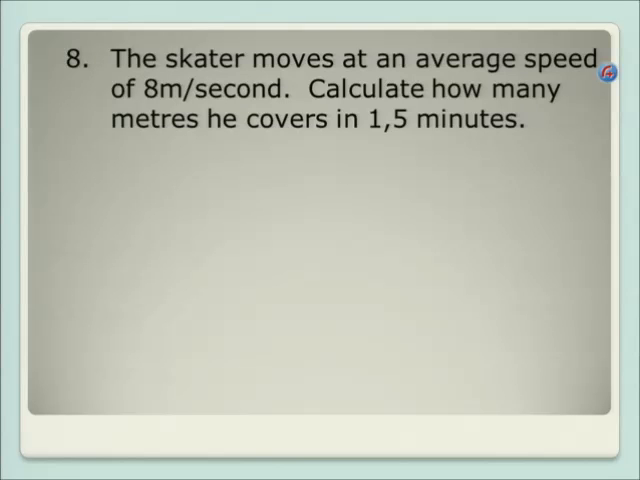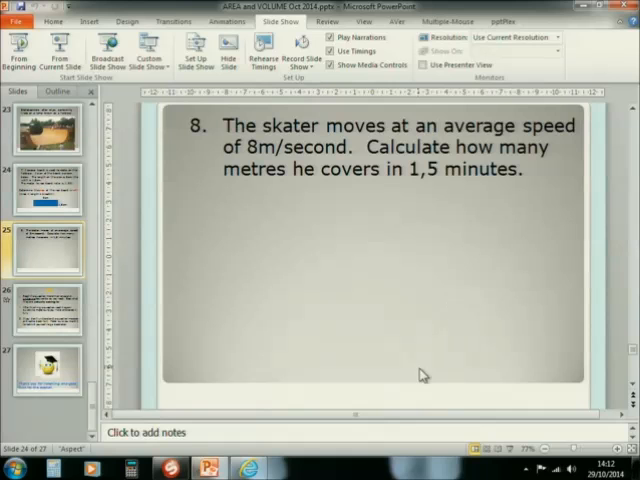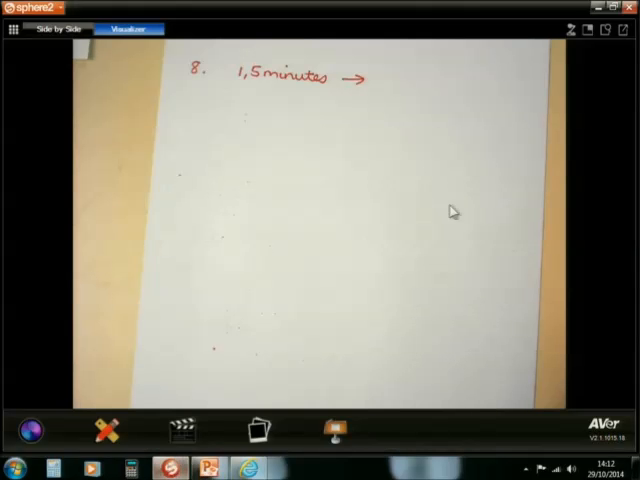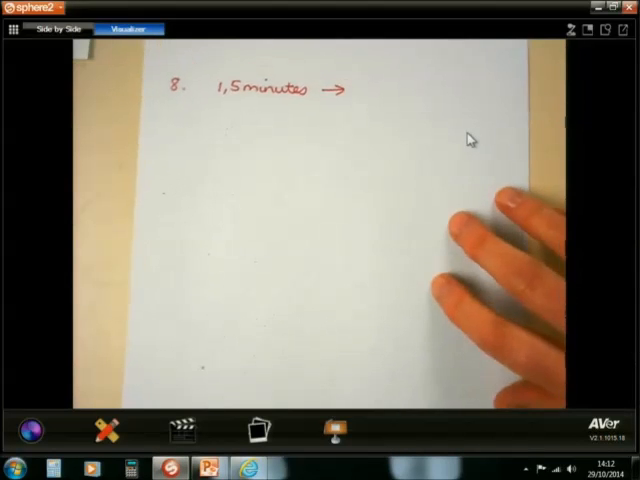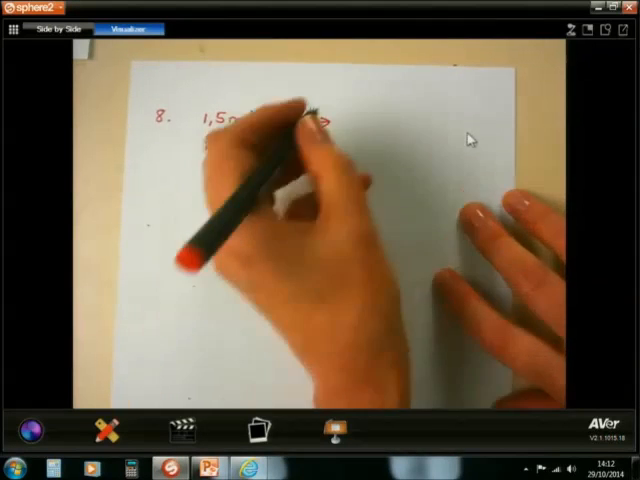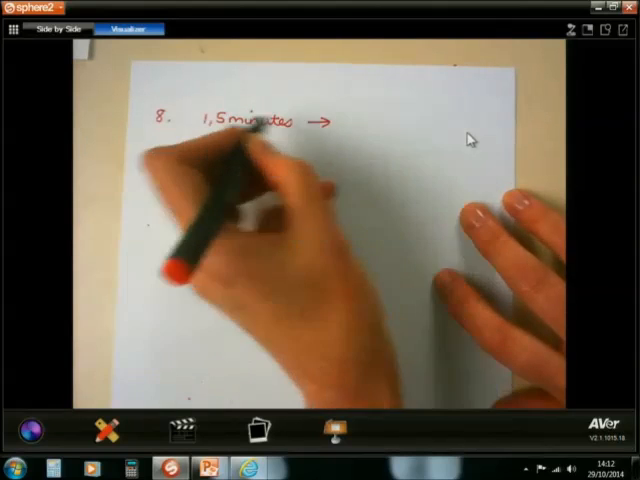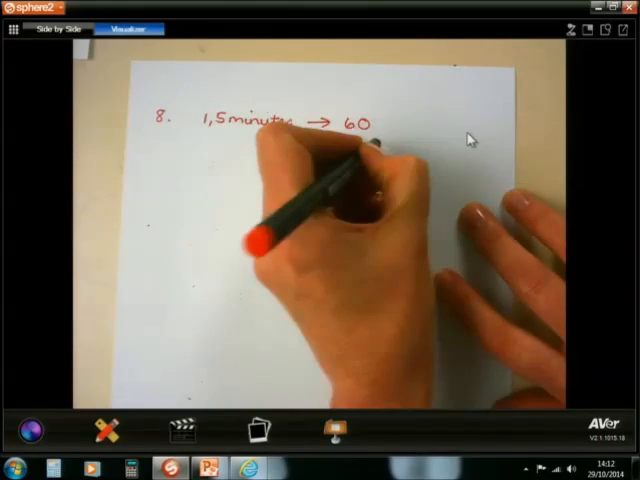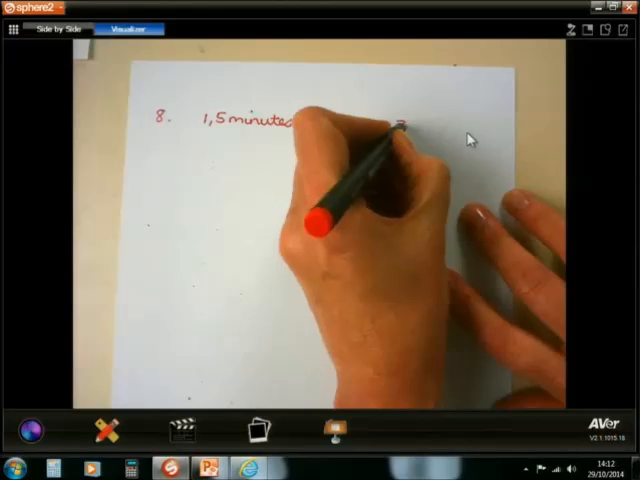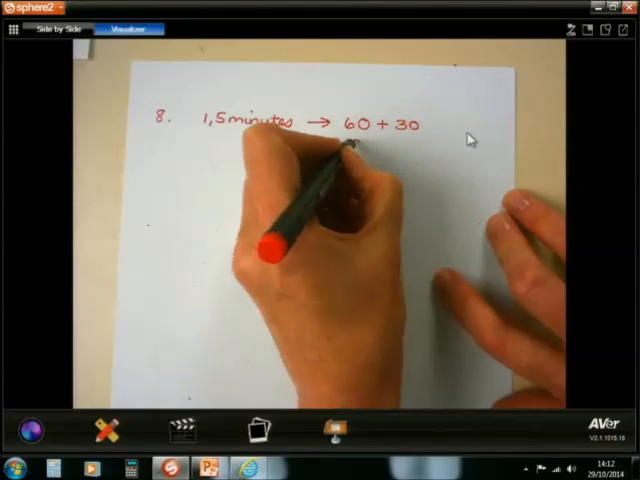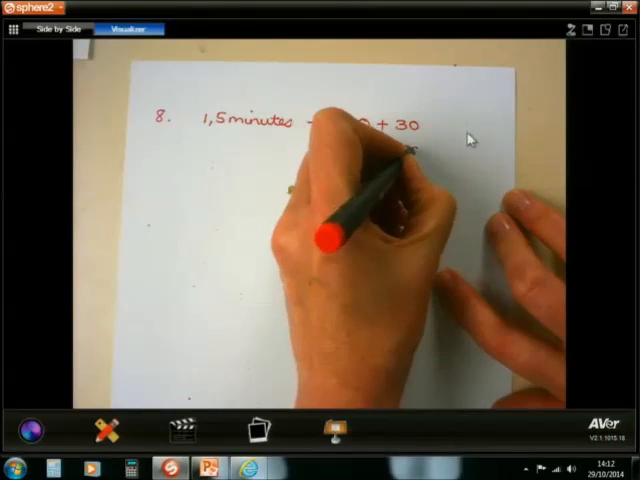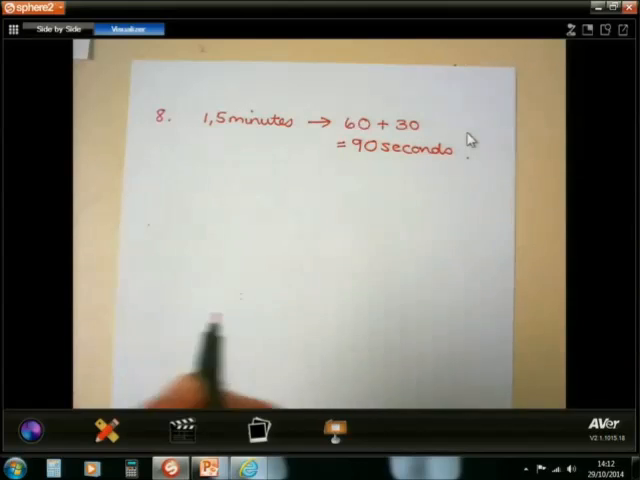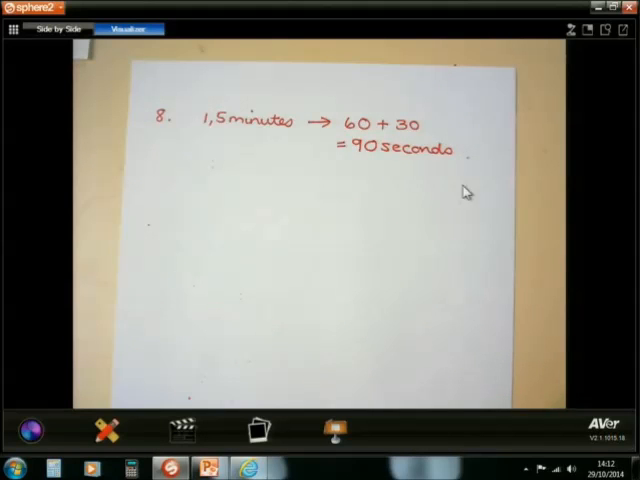All right, let's carry on. I'm going to go now and do it for you. 1,5 minutes is how many? 1 minute is how many seconds? 60. And half a minute is half of 60, which is 30. So our total will be 90 seconds. He skates for 90 seconds.